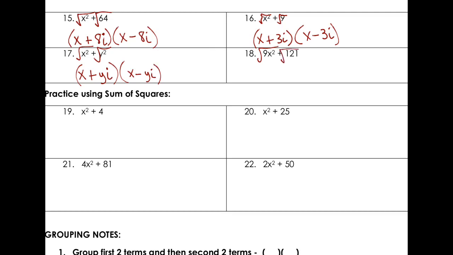Square root, square root. Square root of 9 is 3. Square root of x squared is x. Square root of 121 is 11. And since there's a sum, we have an i there. So 3x plus 11i and 3x minus 11i. All right, again, practice below, practice below.